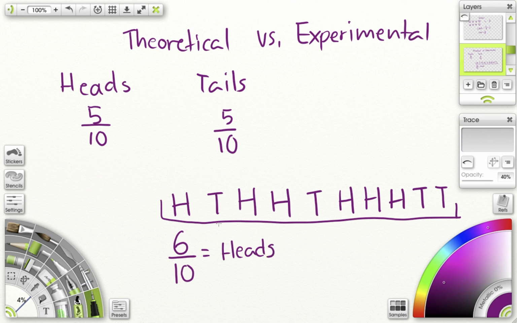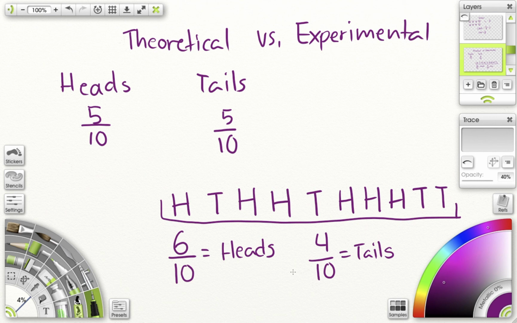Tails, it landed 1, 2, 3, 4. It landed 4 out of 10 times on tails. So you see how theoretical and experimental can sometimes be different. Maybe the next time I try flipping a coin 10 times, maybe it'll be 5 and 5 for each heads and tails. But this time around, it ended up being 6 and 4.